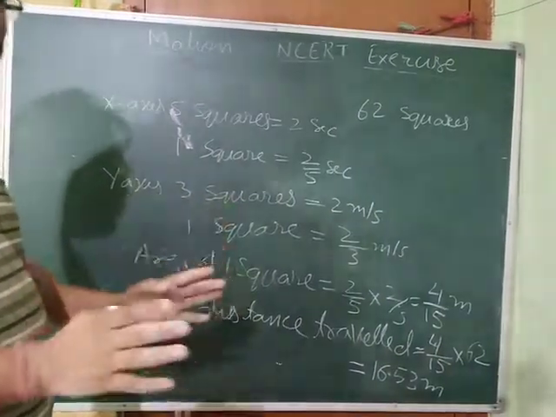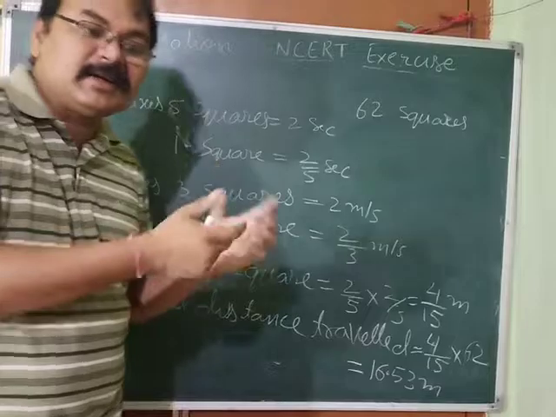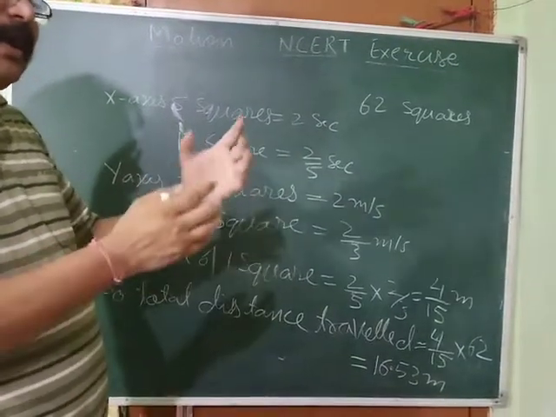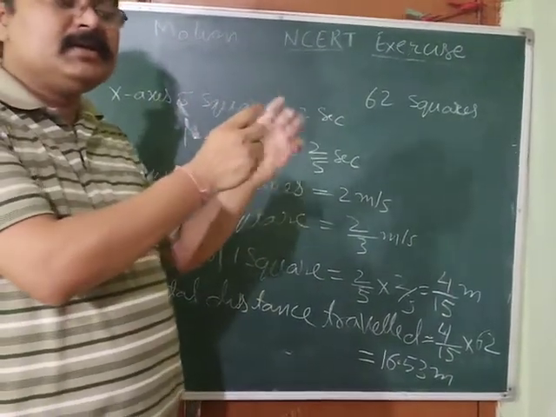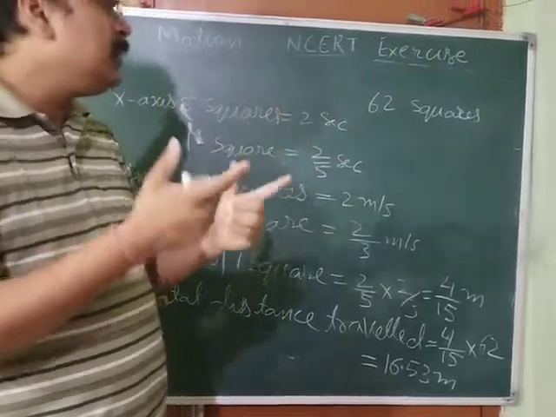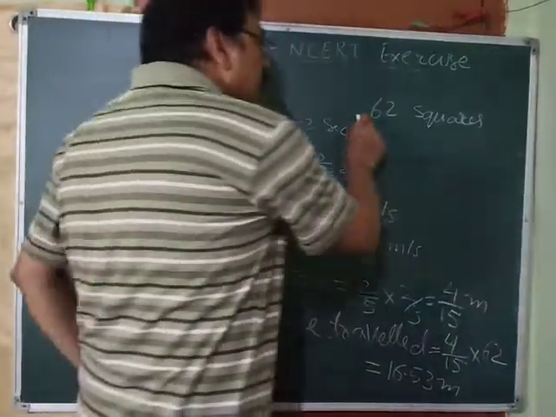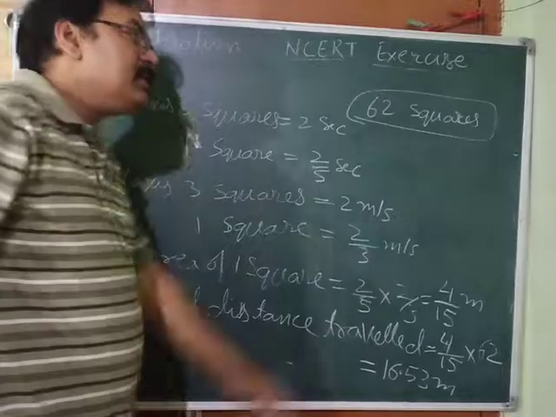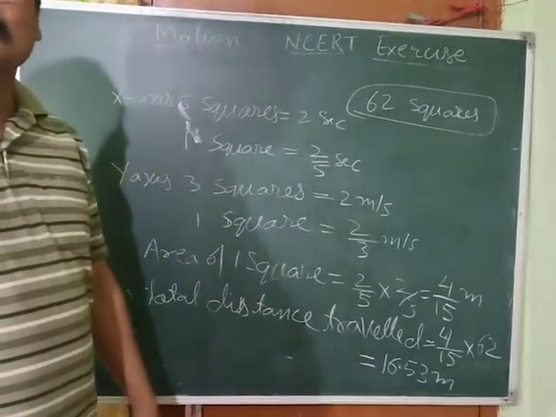But when you count the number of squares under that graph, if you take 2 half squares, you can add them to make 1. So in this way we have counted this. Okay, and approximately how many squares are there? 62 squares are falling under that graph.